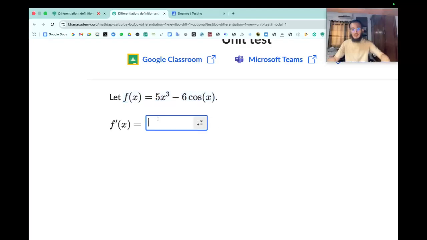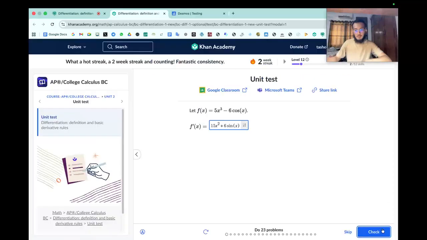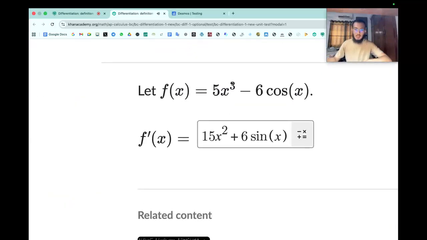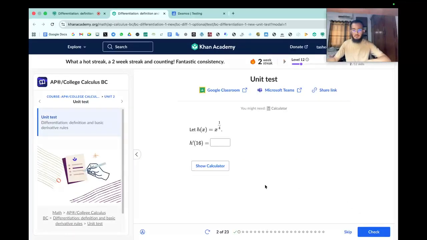So 5 times 3 is 15, x squared, negative. Now, the differentiation of cos x is negative sine x, so this becomes positive 6 sine x. So this is our answer. Okay, so we multiply 5 with 3, which is 15, and we reduce the power by 1, so 2. The differentiation of cos x is negative sine x. Negative negative becomes positive, and 6 sine x.